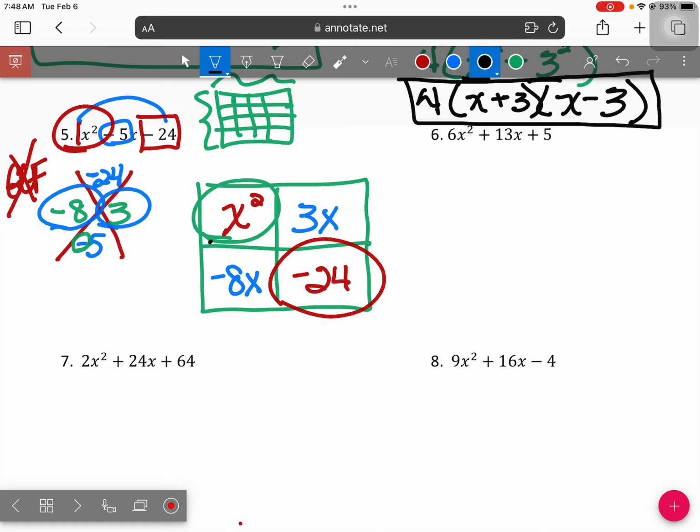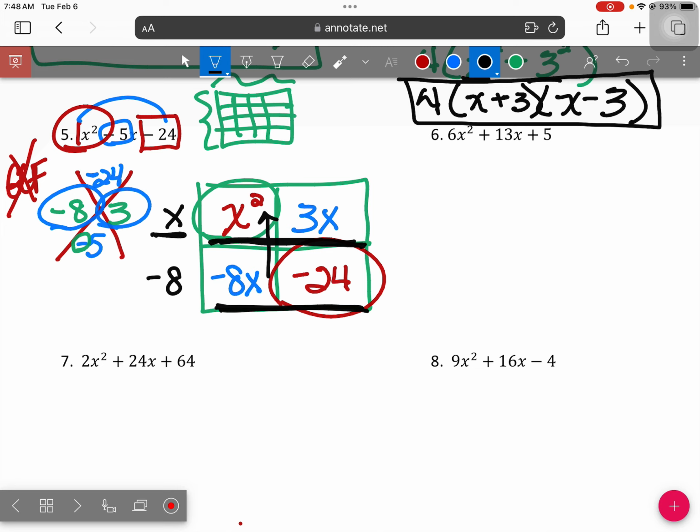Greatest common factor time. So x squared and 3x. What is my greatest common factor? Toby? Right here. Greatest common factor of those two. X. Greatest common factor of these. Thomas? Negative 8. Excellent. How about in the columns?